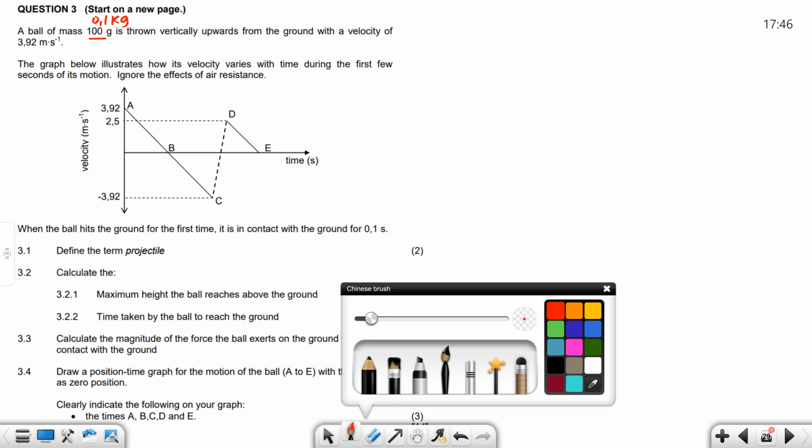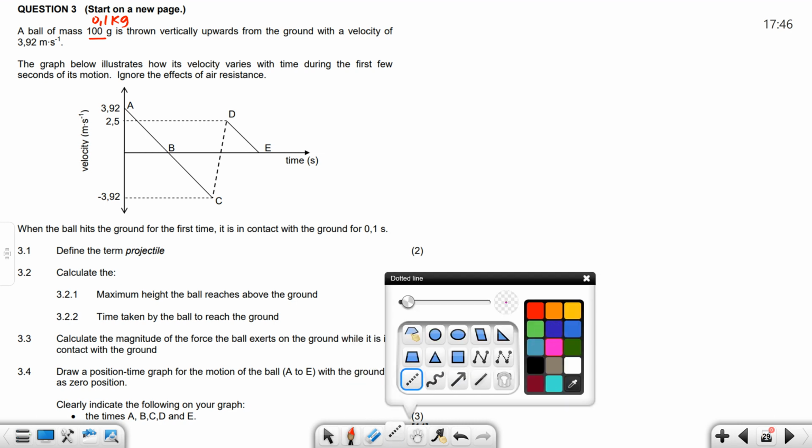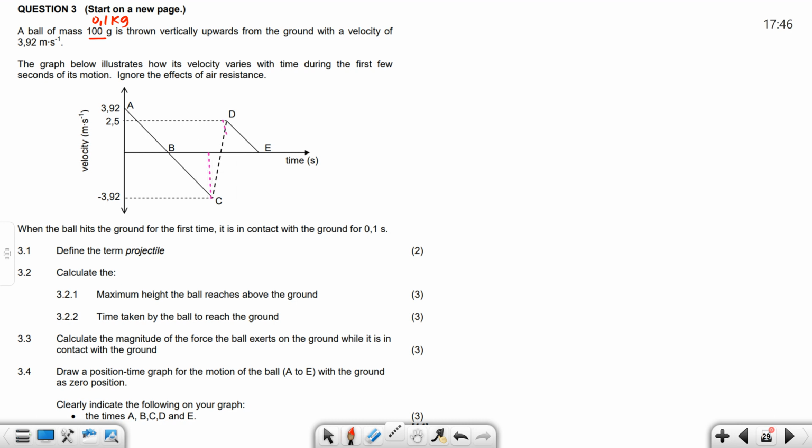Do you notice, this is the first thing that piques everyone's eye, that if I draw two vertical lines there, they don't meet? Do you see that, right? If I draw straight lines where the velocities are ending there, it simply tells me that in that place, the object was on the ground. That's what we quickly figure out very fast. When the ball hits the ground for the first time, it is in contact for 0,1. And that's the 0,1 there.